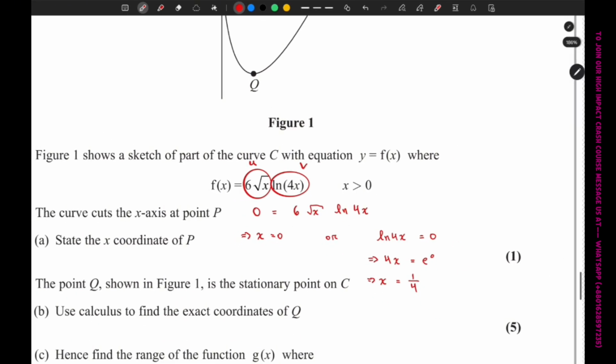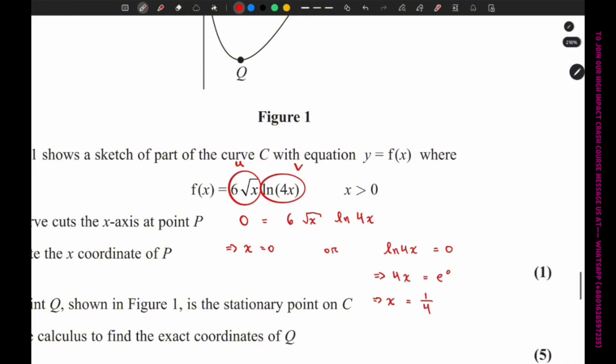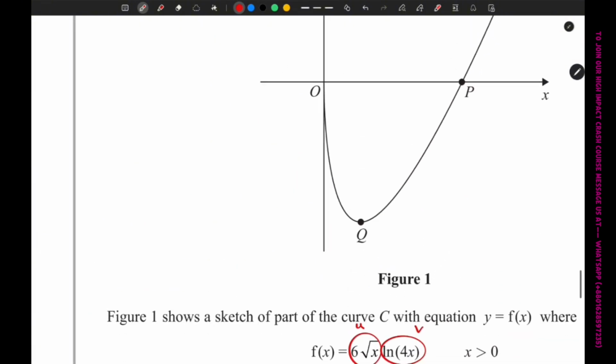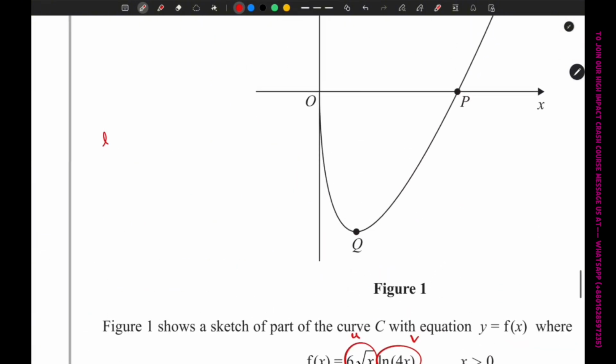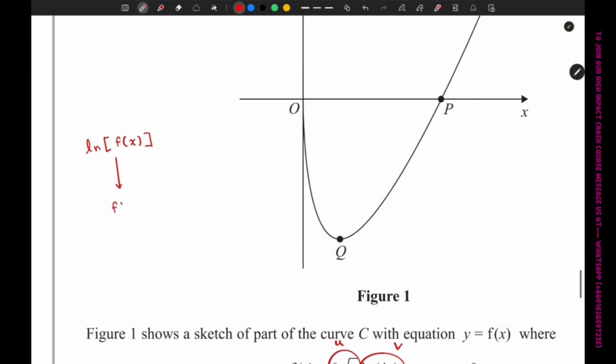Alright. Now I hope you guys know how to differentiate ln functions. If there's a function which looks like this, that is ln f(x), if you differentiate this, you will get f'(x) over f(x).